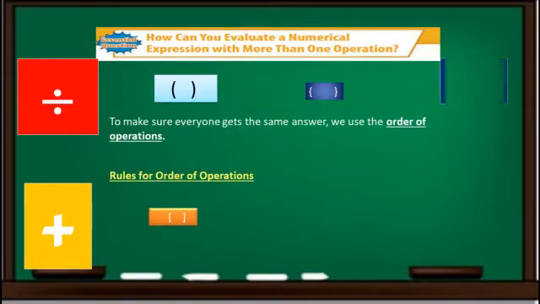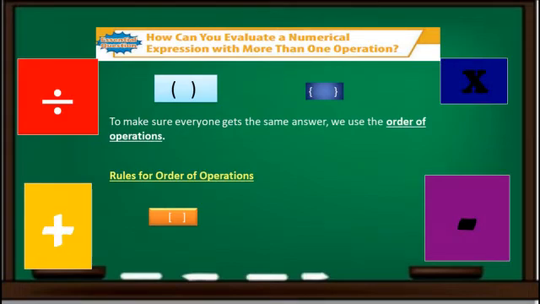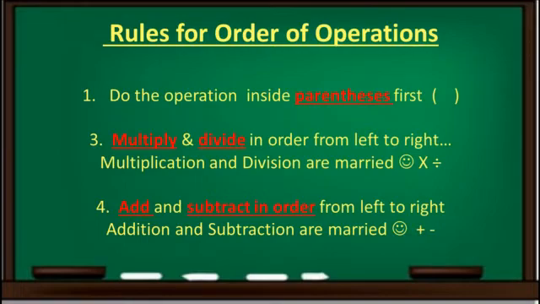How can you evaluate numerical expressions with more than one operation? To make sure everyone gets the same answer, we use the order of operations. Rules for order of operations. Do the operation inside parentheses first. Then exponents. Exponents are numbers written in this form.